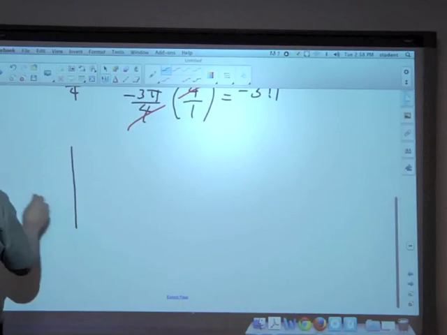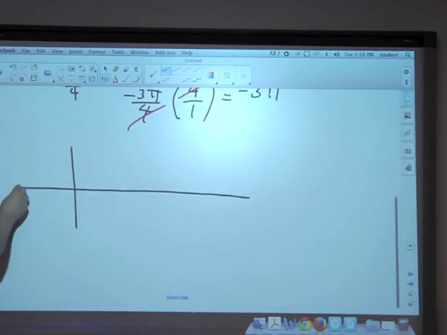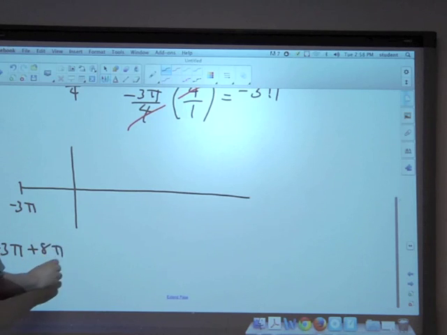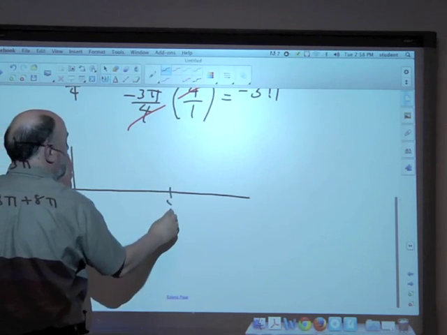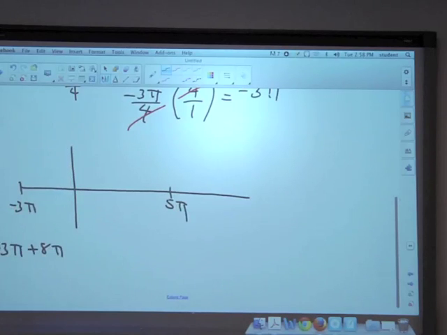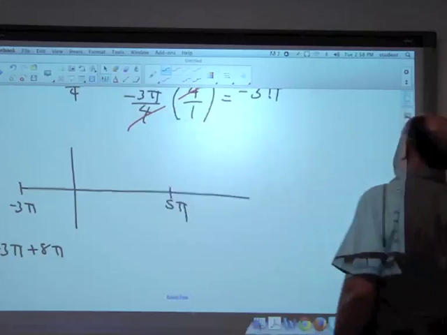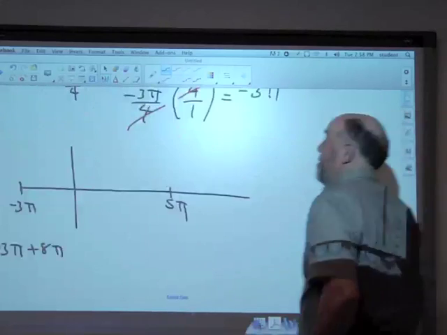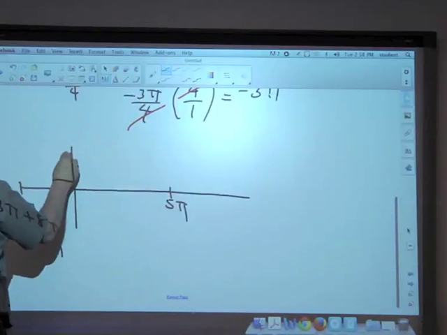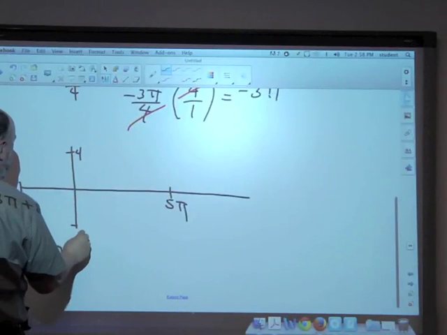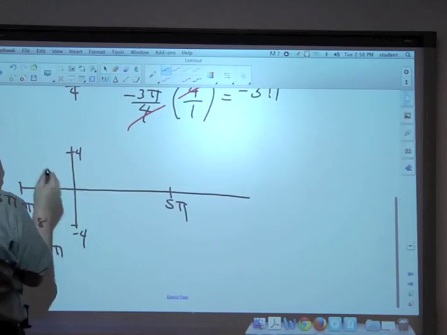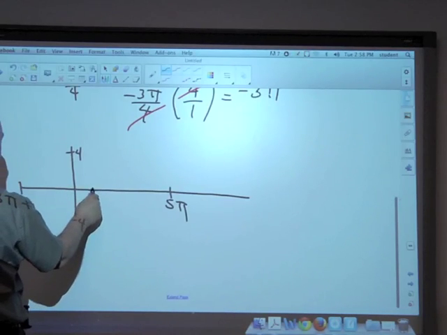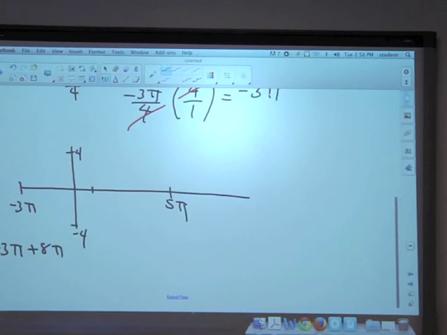So let's make an axis. Let's call this negative 3 pi. So negative 3 pi plus 8 pi is going to take us to 5 pi, right? My amplitude was 4. So we're going to call this 4, and we're going to call this negative 4. And then about here is the midpoint for reference.